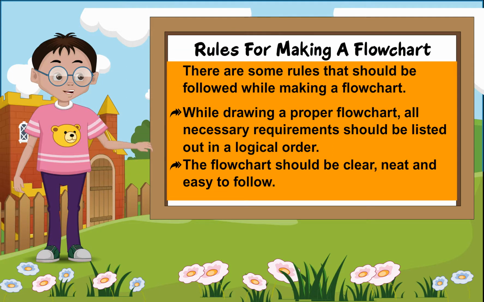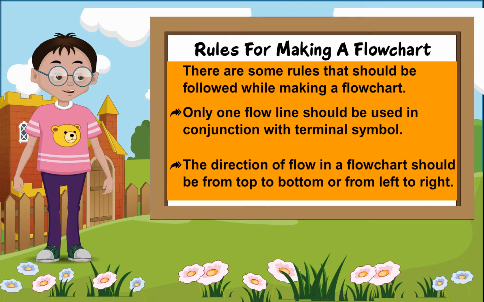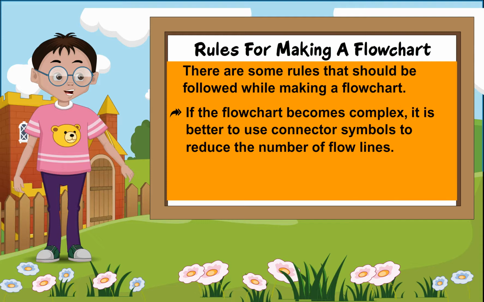Rules for making a flowchart. There are some rules that should be followed while making a flowchart. While drawing a proper flowchart, all necessary requirements should be listed out in a logical order. The flowchart should be clear, neat, and easy to follow. Only one flow line should be used in conjunction with terminal symbols. The direction of flow in a flowchart should be from top to bottom or from left to right. If the flowchart becomes complex, it is better to use connector symbols to reduce the number of flow lines.